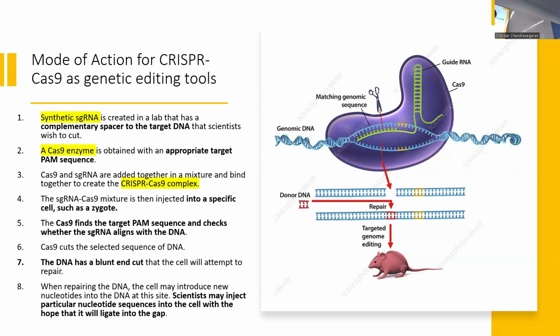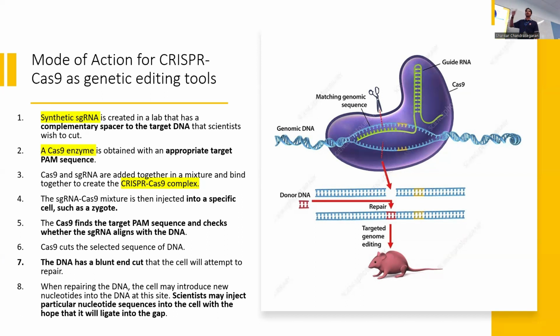Because CRISPR-Cas9 will basically go through all the cells, looking through all the sequences until it finds what it's trying to look for. So essentially, by just injecting it into the cell, we are able to make sure that it functions. So with the sgRNA, the Cas9 finds the target PAM sequence and checks whether the sgRNA aligns with the DNA. Same as before, it binds to the DNA sequence and moves along the sequence until the PAM sequence is recognized.